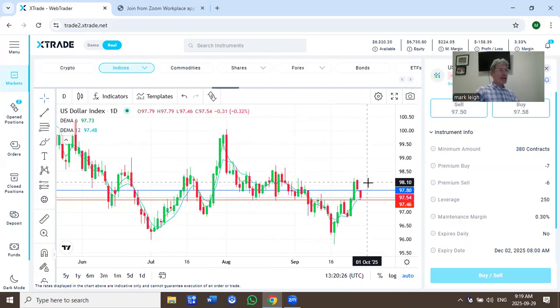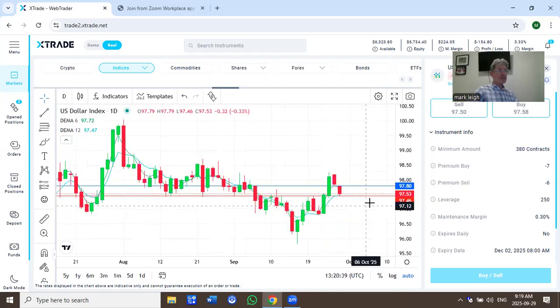Starting on the dollar index, there you see following up from Friday, US dollar weakness continuing. Red candlestick. I've got resistance at 97.80 and I've got support at 97.46. Very little wick at the bottom of this red candlestick.